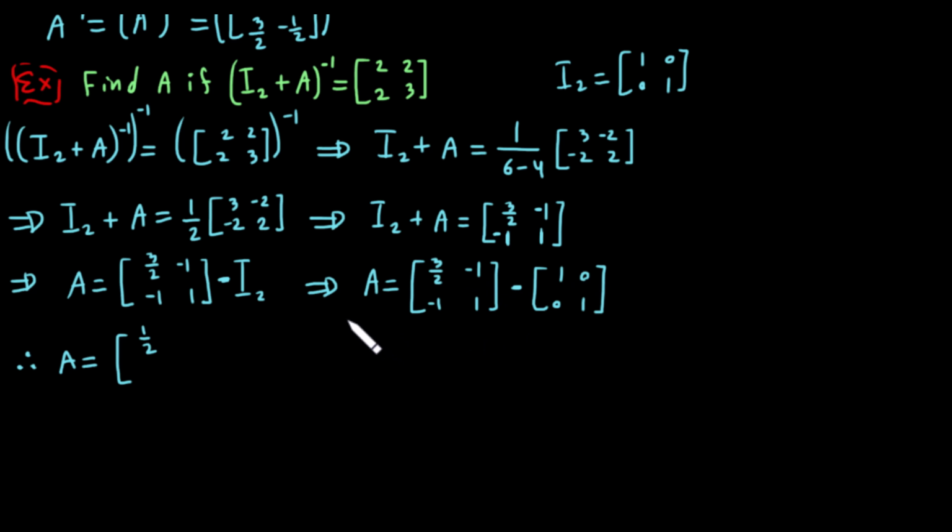Negative 1 minus 0 is negative 1. Negative 1 minus 0 is negative 1. 1 minus 1 is 0. So that's it. We found this A, which is half, negative 1, negative 1, 0. If you substitute this A here and take the inverse, you will get this matrix. As you can see, it's very important to understand the properties of the matrix inverse, and we have applied them here.